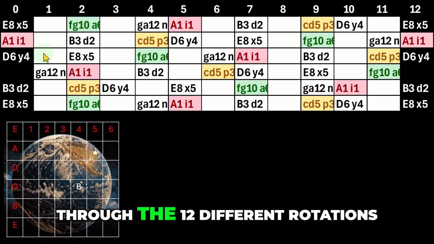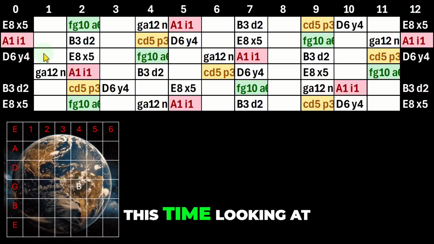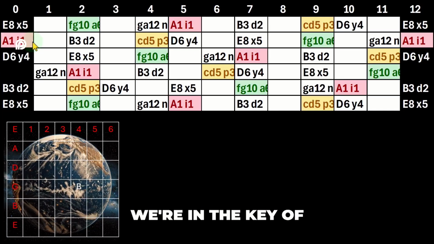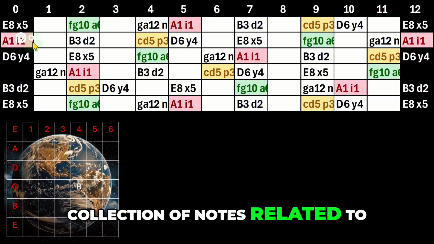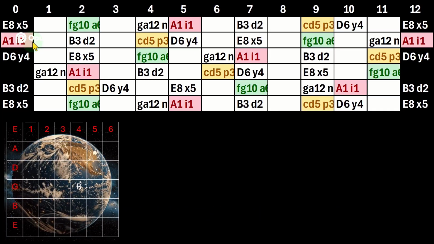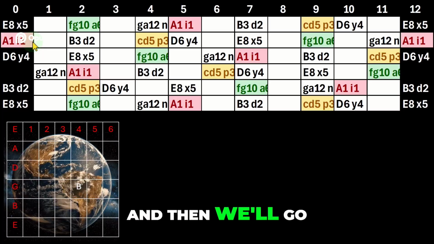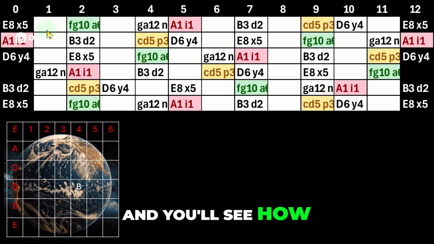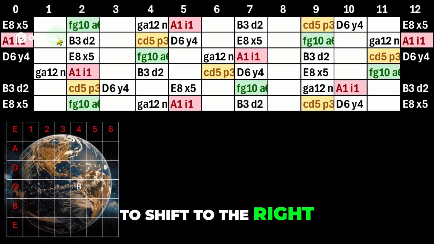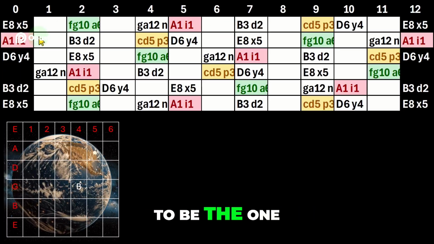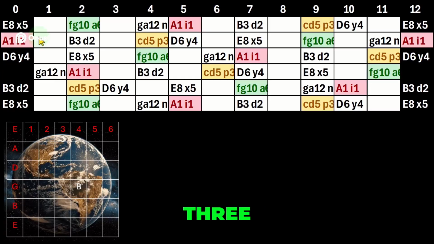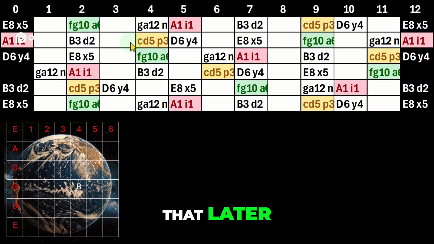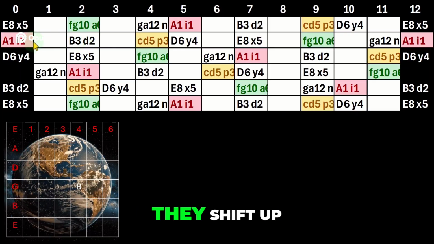We're going to go through the 12 different rotations, this time looking at a fretboard that's in the key of A. We're in the key of, or collection of notes related to, A major, and then we'll go through from A to G sharp, all the collection of notes, and you'll see how the shapes are going to shift to the right. So the red happens to be the 1, and the 1, 3, and the 5 are going to be the colored notes. We'll talk more about that later, but you can see how they shift up.